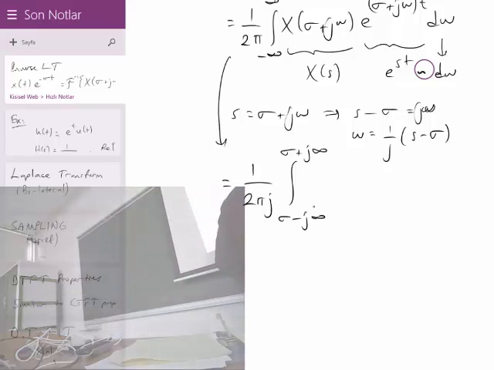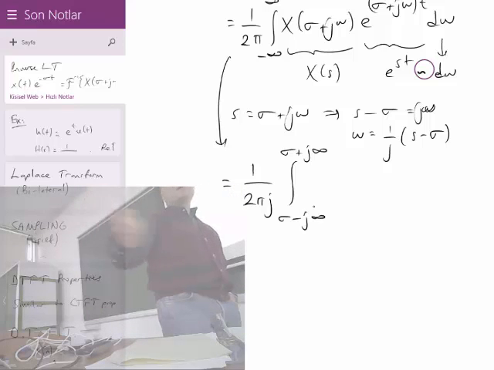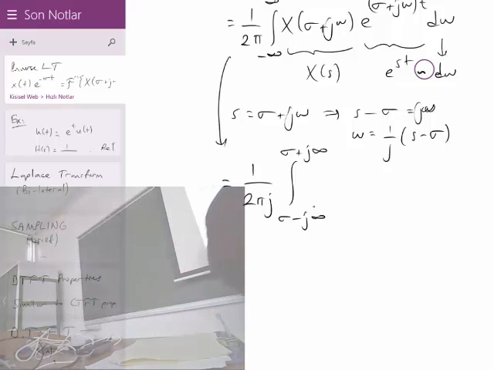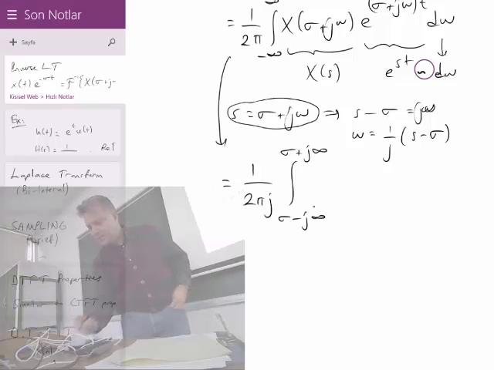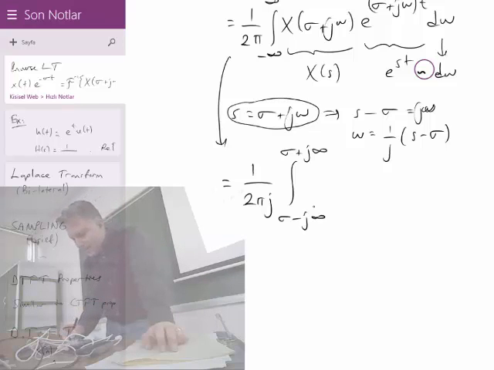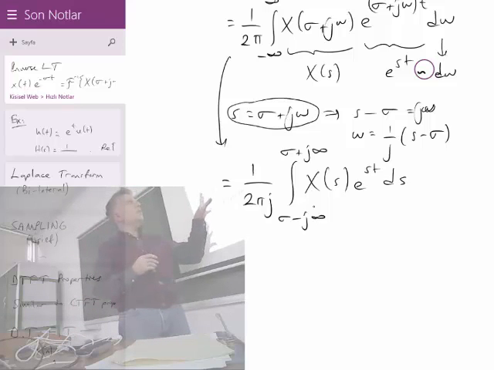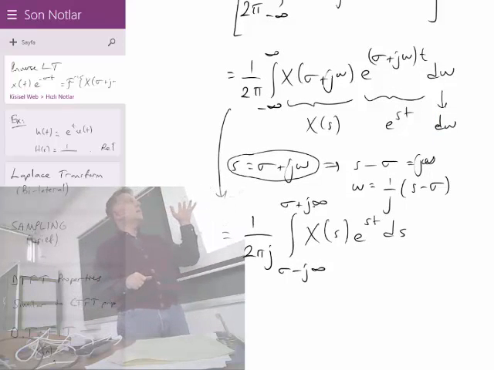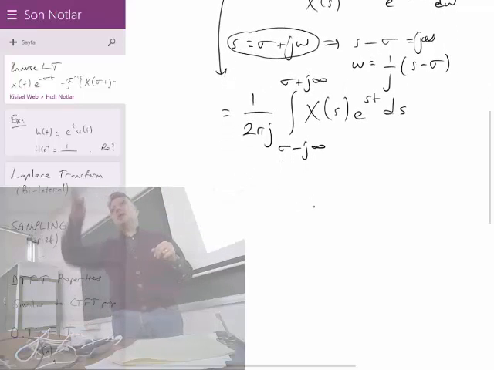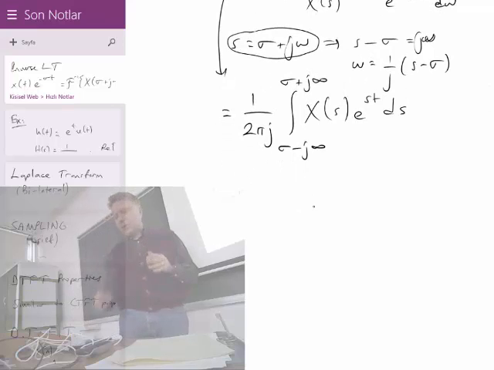This minus j infinity corresponds to the minus infinity of omega. This is sigma minus j infinity, at omega equal to minus infinity. This is sigma plus j infinity, at omega equal to plus infinity. So they are both sigma plus j omega, in other words. s is equal to sigma plus j omega, as you see. And along this line, we can write X of s e to the st ds. Therefore, this new formula, unlike the top formula, with the change of variables, lets us evaluate the integral along a line which is different from precisely the j omega axis.